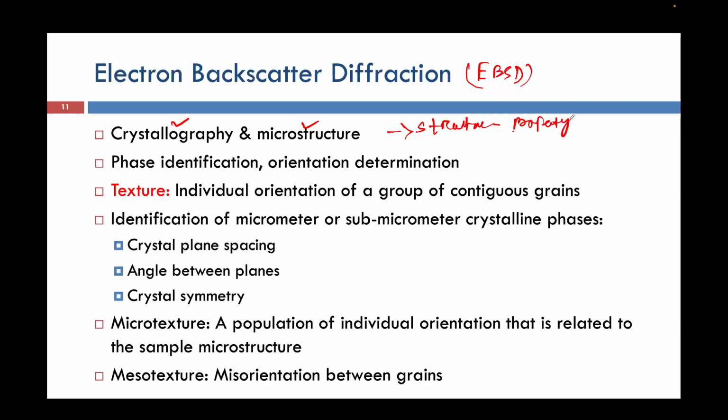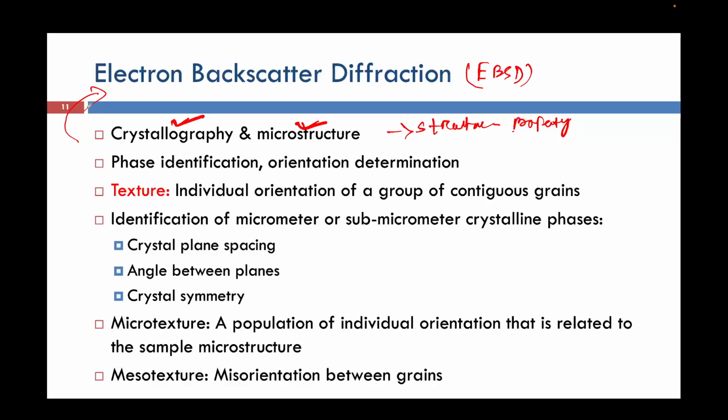The structure property relationship tetrahedron, which we have seen in the first lecture, covers what the structure is, what the property is, how it behaves, that means how it gives performance, and what the process is. If we want to link the structure and property of any material, we will be able to do so by knowing the crystallography as well as the microstructure. That is where electron backscatter diffraction, or EBSD, comes handy in a scanning electron microscope.